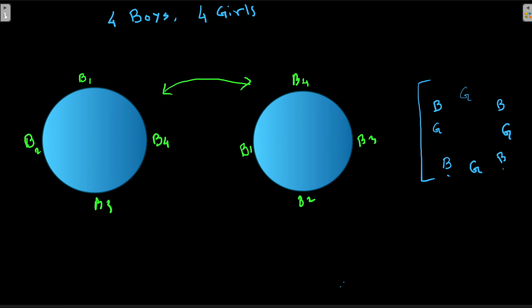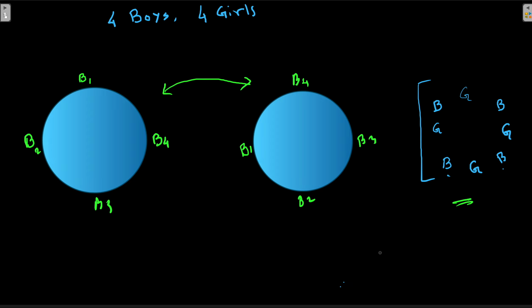But suppose B1 is still here, but B3 is here, B4 is here, and then B2 is here around the table. Then it is different, because on the right of B1 it was B2 earlier, but now it is B3. So this arrangement is different. The question is, how many such arrangements are there so that no two girls sit together? Which means, how many such arrangements are possible in this form?